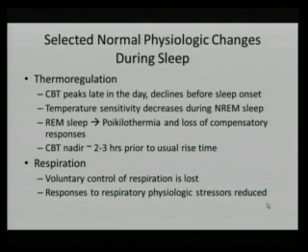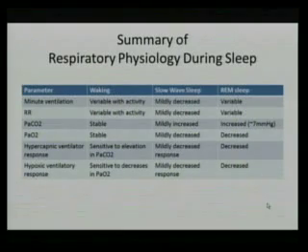Respiration changes. We no longer have voluntary control. It all goes on automatic pilot. And the responses to respiratory stressors like hypercarbia and hypoxia are actually blunted. This chart reminds us of all the things that can happen during sleep, and it varies by sleep stage. So the point of this is that REM sleep tends to be the most blunted in terms of responses to hypercarbia and hypoxia.